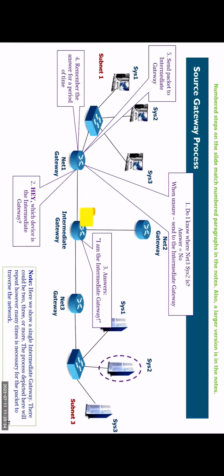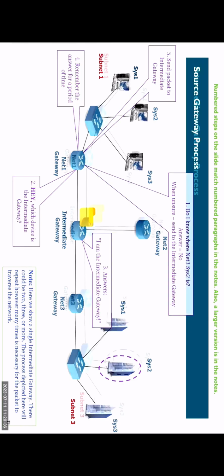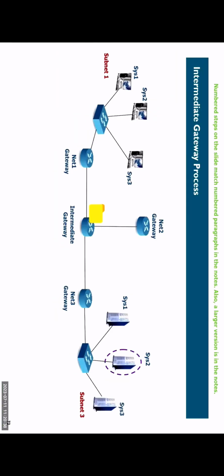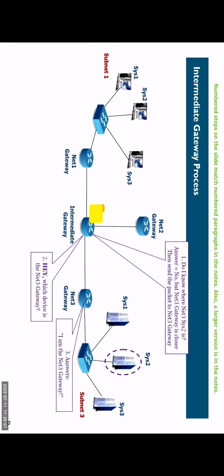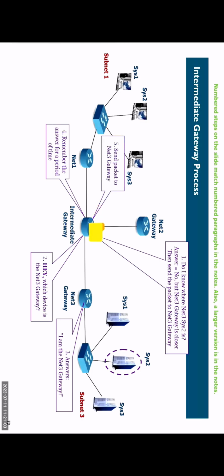Now the intermediate receives this information, and based on the address that it's going to, the intermediate says, oh, I know where this goes. This goes to network 3 gateway. So which one is my network 3 gateway? And so the intermediate then asks, hey, who is my network 3 gateway? Network 3 gateway responds, I am, and the intermediate remembers that for a short period of time and forwards the information on its way.